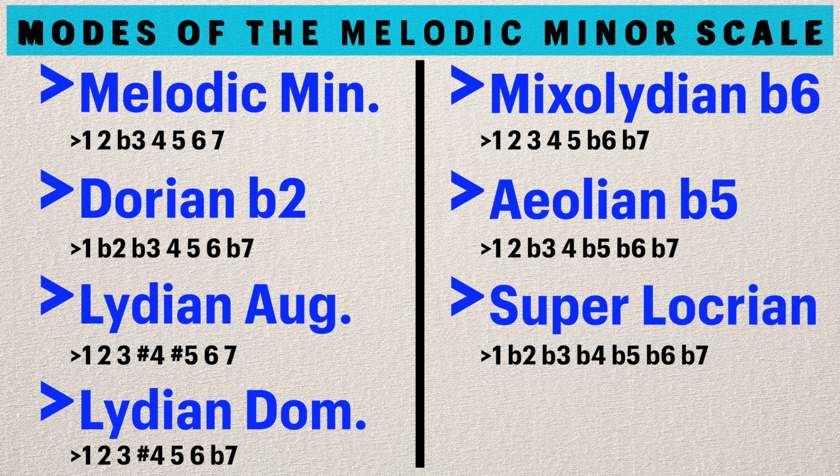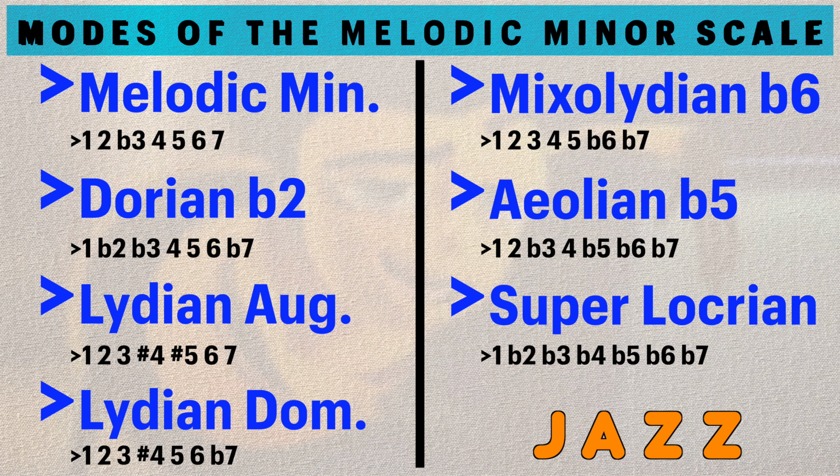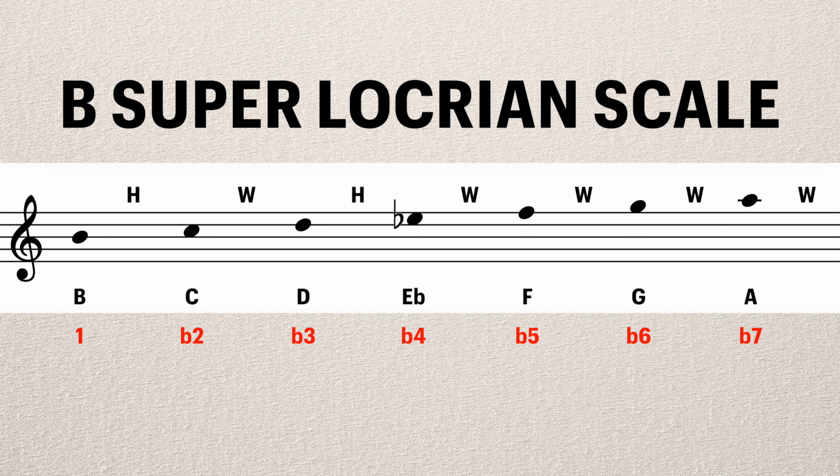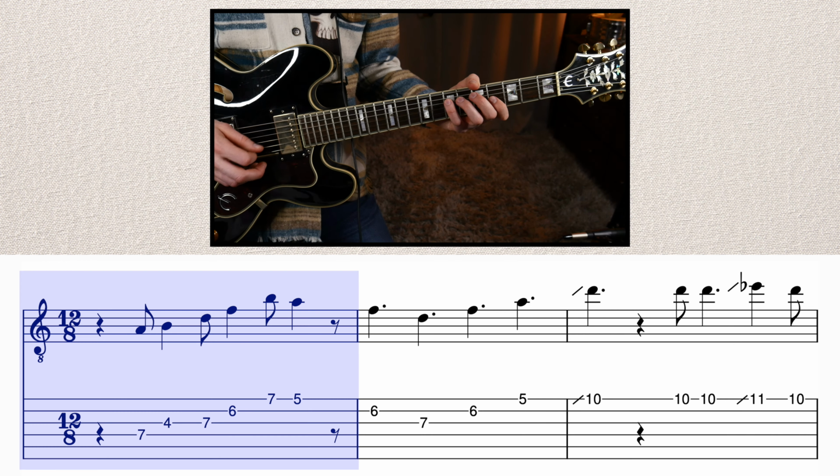The modes of the melodic minor scale or jazz minor scale are often used in jazz, and they're going to have a more unique or exotic sound compared to the regular modes from the major scale. Here's an example of me using Superlocrian or the altered scale in an improv over a jazz chord progression.